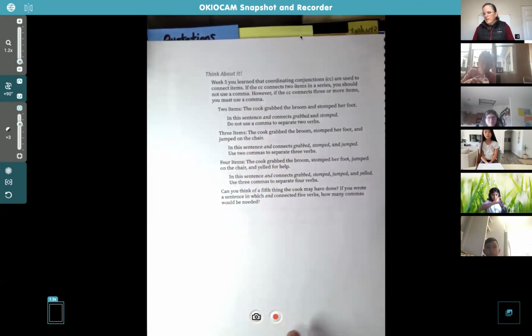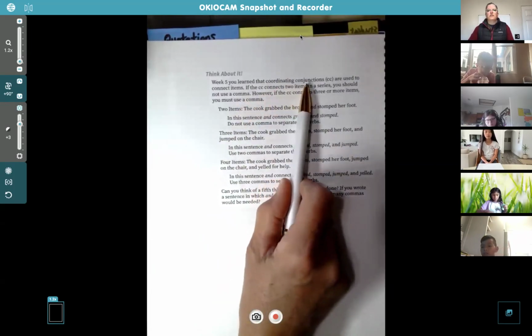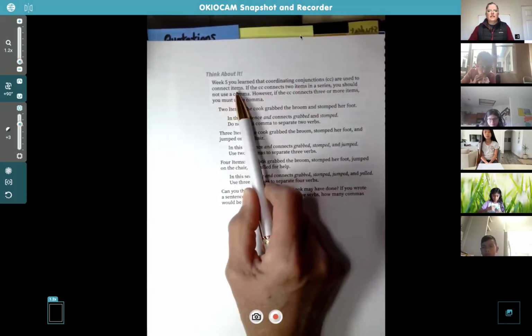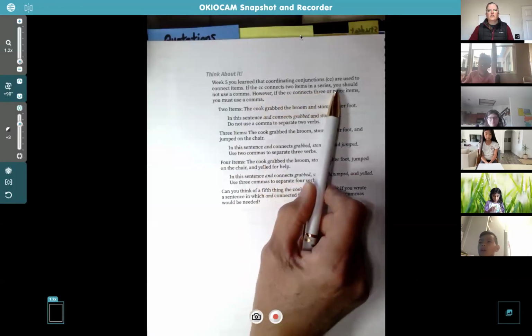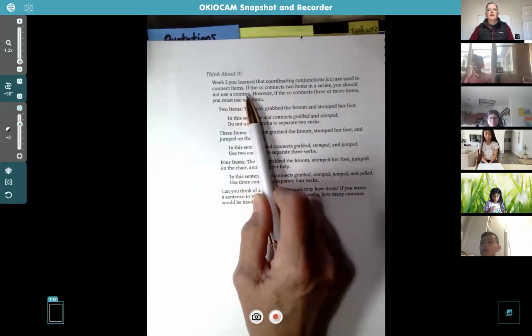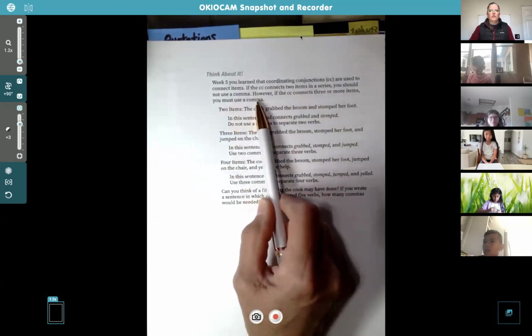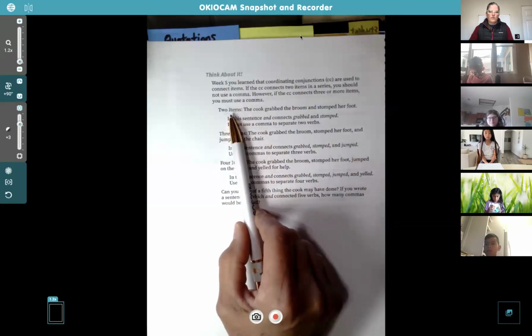This is basically think about it. It does say you learned that coordinating conjunctions, those are those fanboys words, are used to connect items. If the CC connects 2 items in a series, you should not use a comma. However, if it connects 3 or more items, you should use a comma. So, we kind of just went over that, but this is a little bit more practice with that.